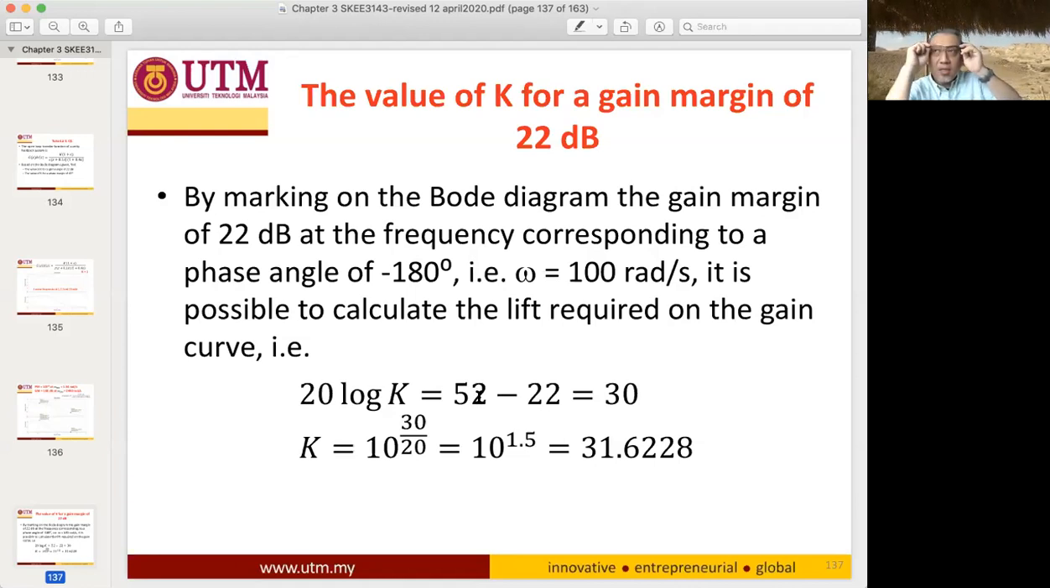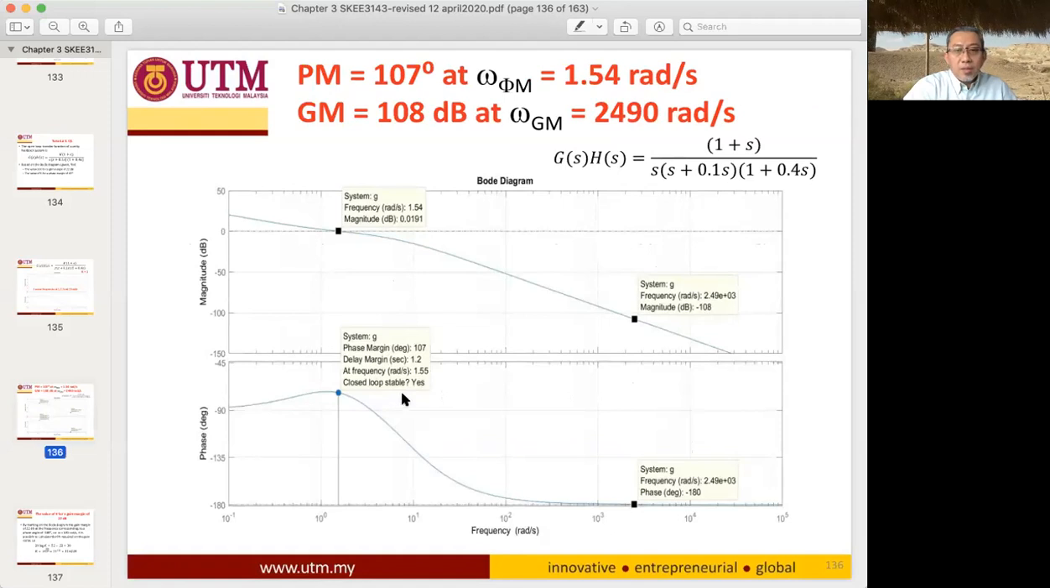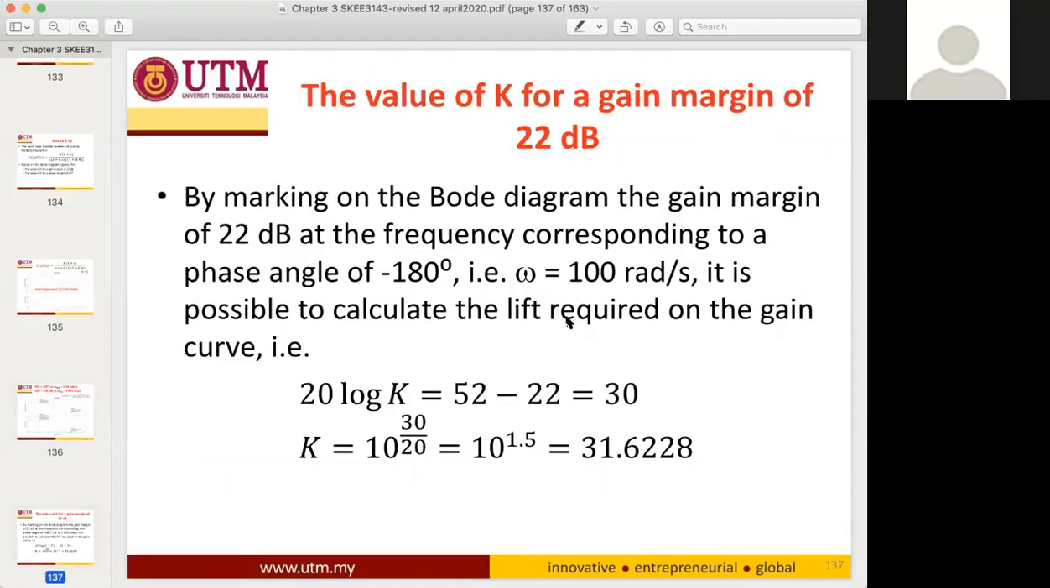But tapi yang gain margin bukan 108. Itu sebab dia scale dia besar. Sebenarnya kalau kita kecilkan lagi graf ni, it will become 52. Oh, okay. Scaling ni besar. Lepas tu nampak 108 dekat frekuensi ni.